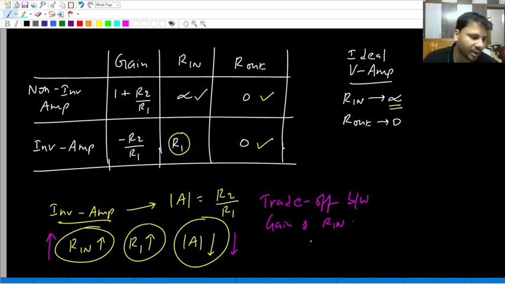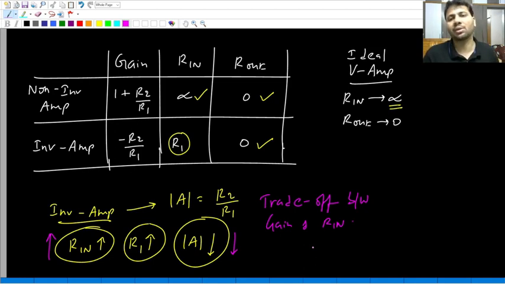But for the non-inverting amplifier, you don't have any such trade-off, because input resistance is what? Always infinity, which is the ideal value. Yes. But for the inverting amplifier, if you try to increase the input resistance, your gain will decrease. Ideally, for a good voltage amplifier, gain should be large, and input resistance should be large. But here, if you try to increase the input resistance, your gain will decrease and vice versa. That is what we call the trade-off between gain and input resistance.